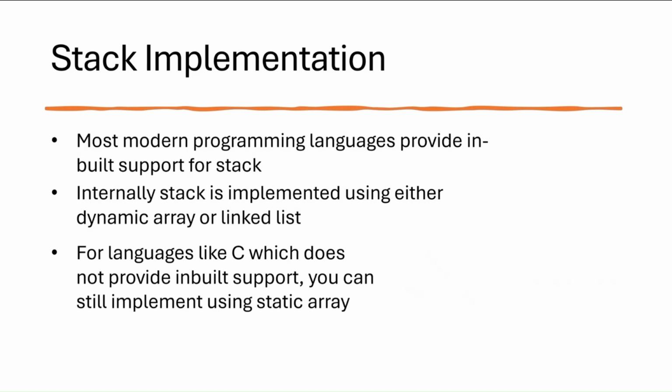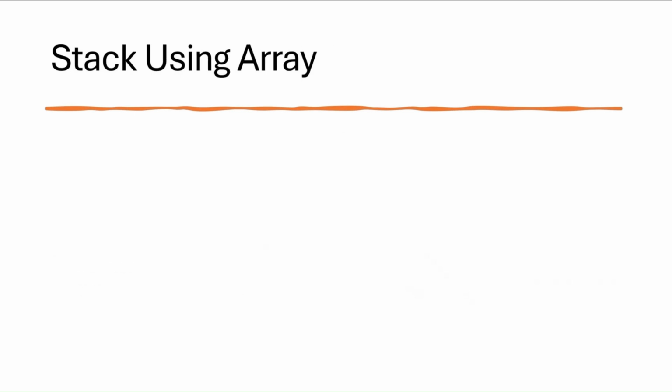For languages like C, which do not provide inbuilt support, we can still implement it using a static array. It will be a fixed array you can declare, and we can have custom logic to have stack-like functionality. Let's understand the stack implementation using array. Let's say we have an array of size 5, and we will maintain the top pointer.